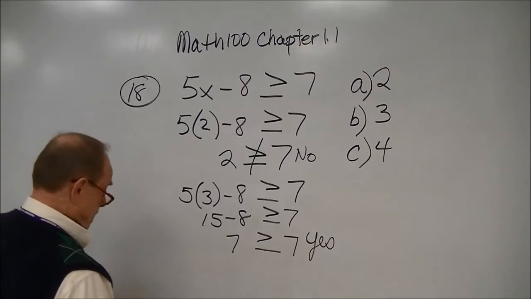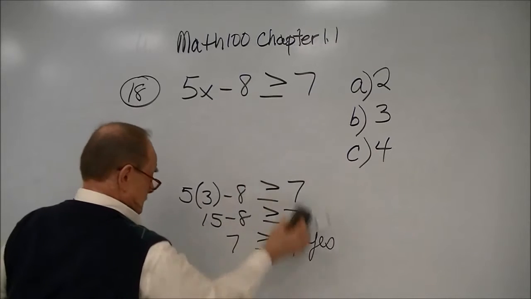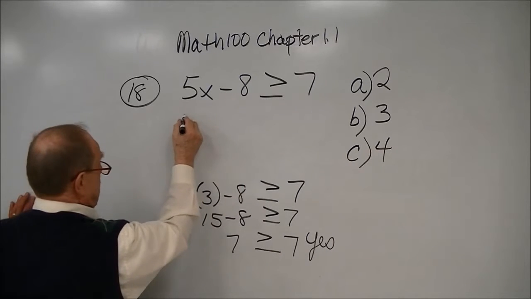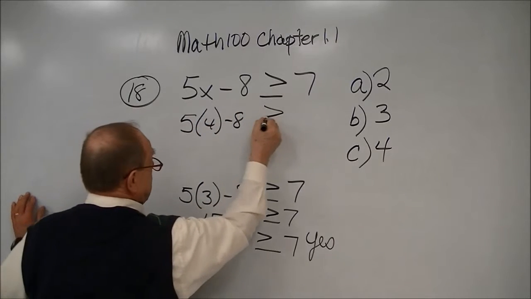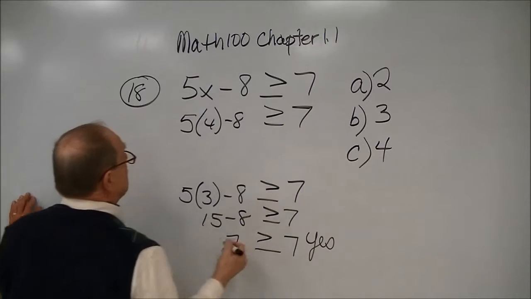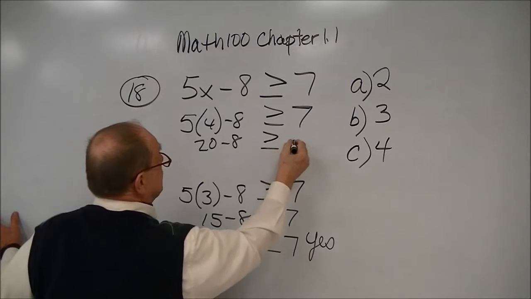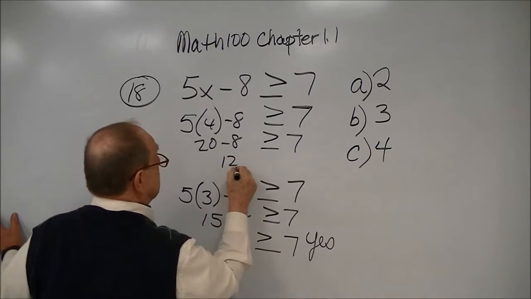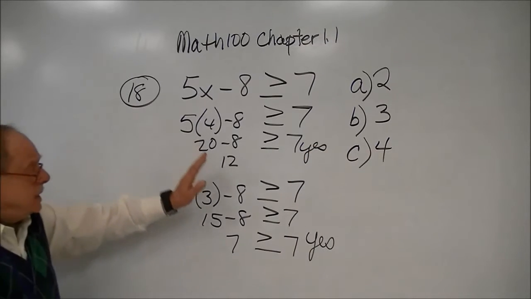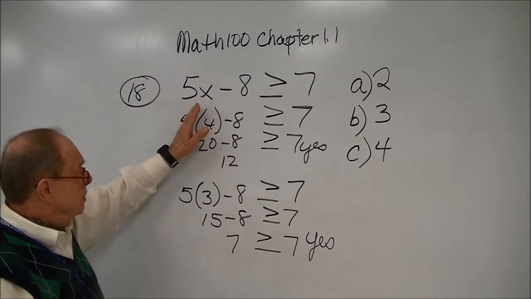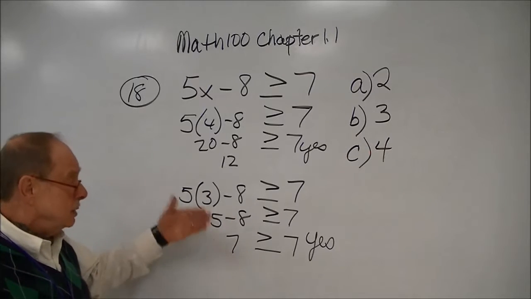And then the last one, save some room. 5 times 4 minus 8. So this is 20 minus 8, that's going to be 12. Is that greater than 7? And the answer is yes. Okay, again, we're showing you the technique. Carefully replace the variable with the given quantity, work it through, make your decision.